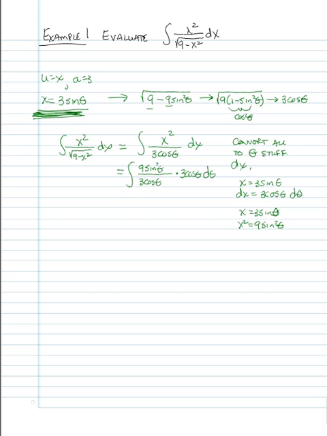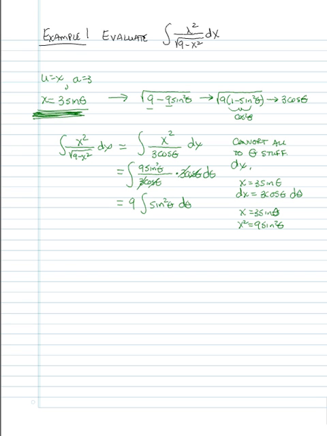Now look at all that's going to happen. The 3's are going to cancel, the cosine thetas are going to cancel, and so we're left with the integral of 9 times sine squared theta d theta. That 9 will factor out, so we're left with 9 times the integral of sine squared theta d theta.